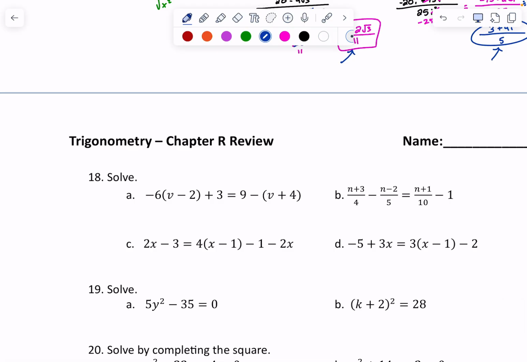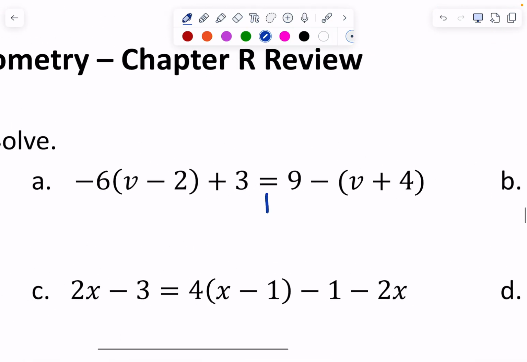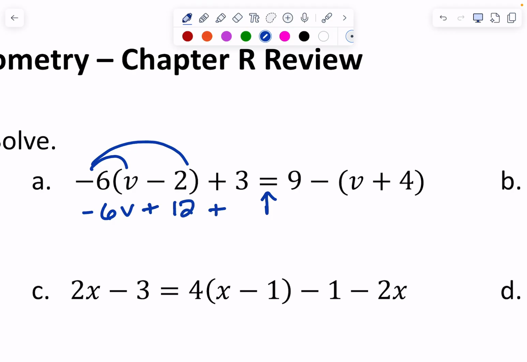Solve. A. Here's my equal sign. What shall we do? Move everything to one side. Let's distribute first. So, negative 6v plus 12 plus 3 equals 9 minus v minus 4, because we're distributing that negative 1 that's there, right?